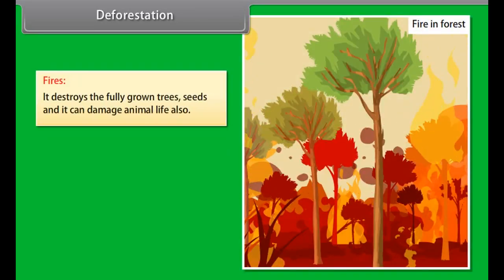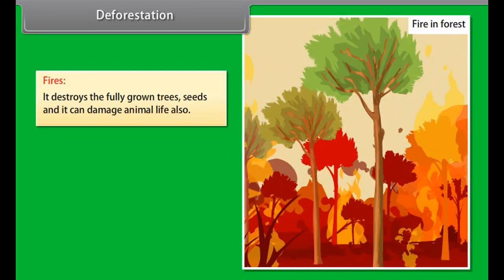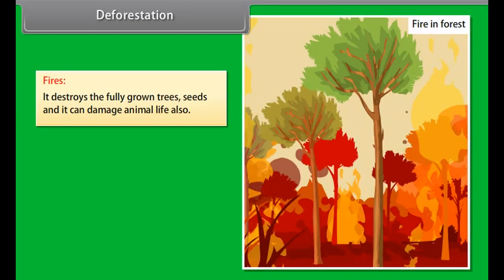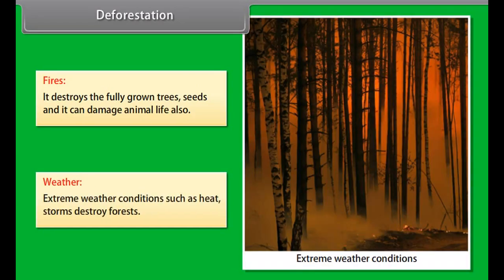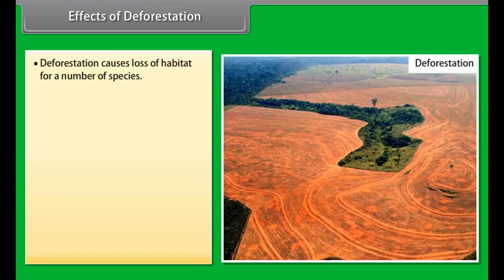Fires. It destroys the fully grown trees, seeds, and it can damage animal life also. Weather. Extreme weather conditions such as heat and storms destroy forests. Effects of deforestation. Deforestation causes loss of habitat for a number of species.